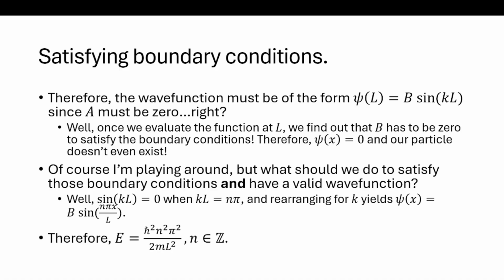Well, what we can do is we can first rearrange to find k. And by rearranging for k and substituting it back into our wave function, we actually yield a wave function that, one, satisfies the boundary conditions, and two, is an actual wave function.